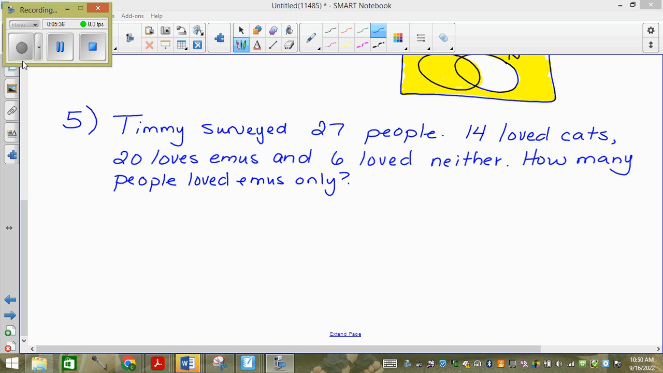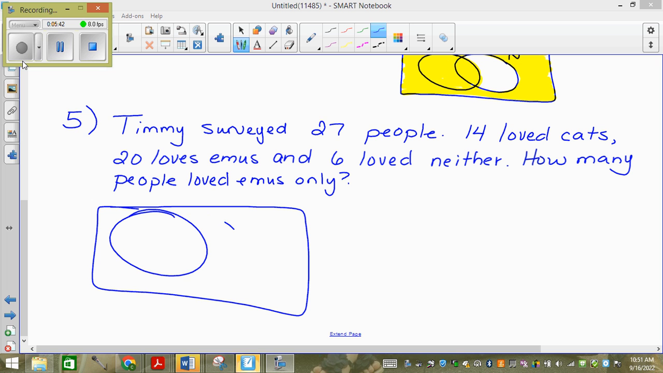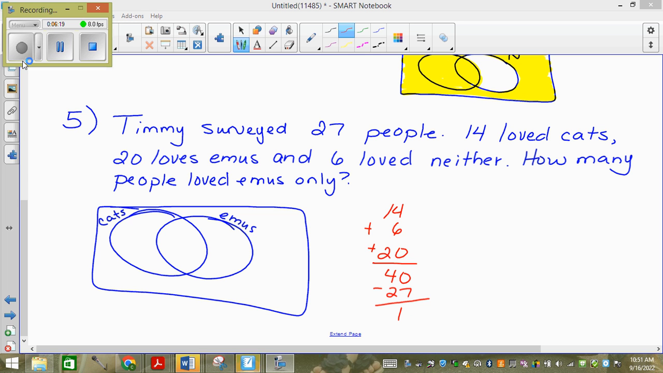So, here we have 2 circles. Not very well drawn. Cats, emus. How do I figure out how many are in the middle? Add everything together, because I gave you the people who love emus, who love cats, and who love neither. And so that's going to be 14 plus 6 plus 20, which is 40. However, how many people did I survey? Not me, Timmy. Timmy surveyed 27. So we subtract them off and we get 13 in the middle.